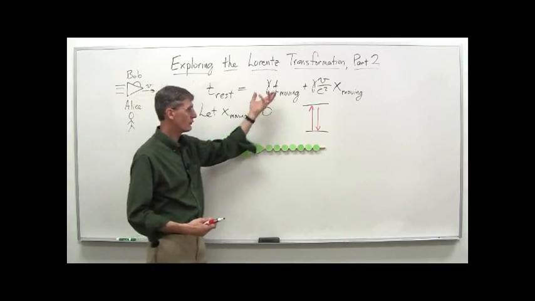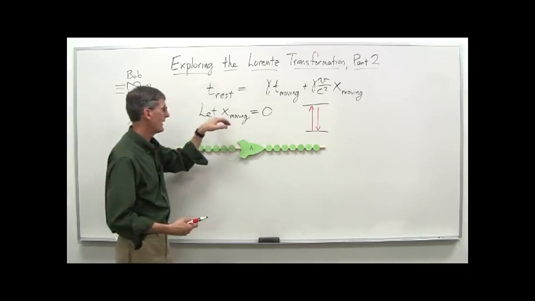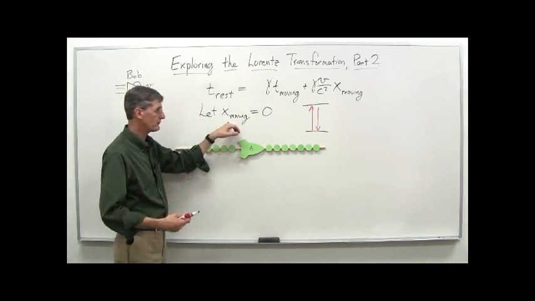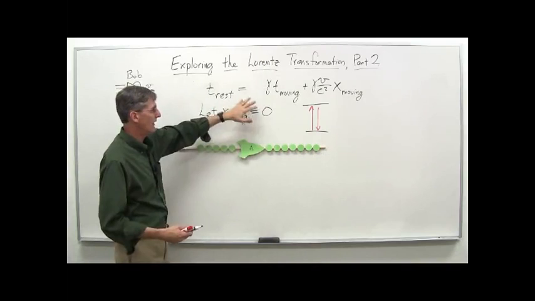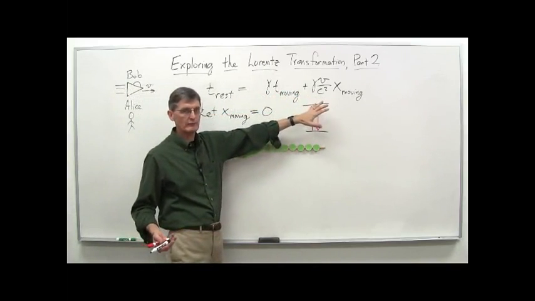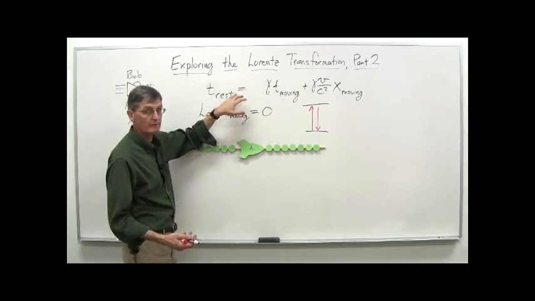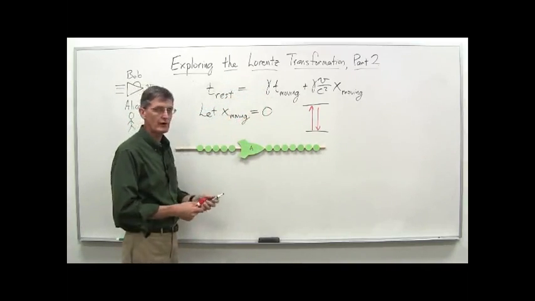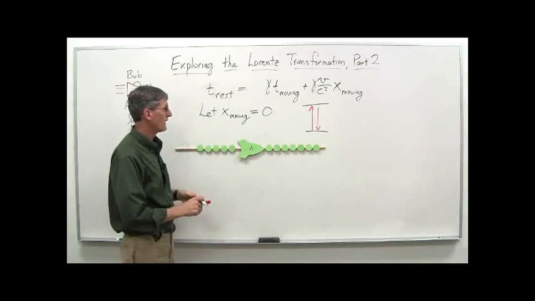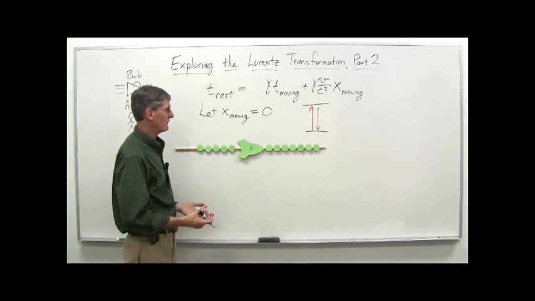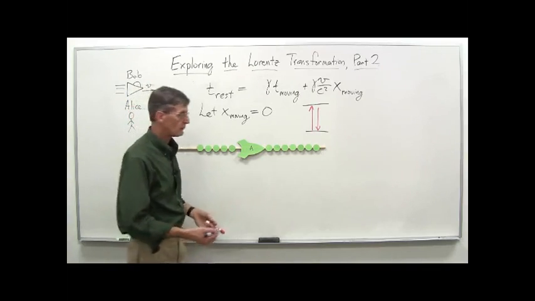And so essentially, for that light clock example, we had the x value for Bob in the moving frame be equal to 0, and we see it falls right out of the Lorentz transformation equation as it should. We just get t in the rest frame, time measured in the rest frame, is gamma times the time measured in the moving frame. Gamma is greater than or equal to 1, of course.